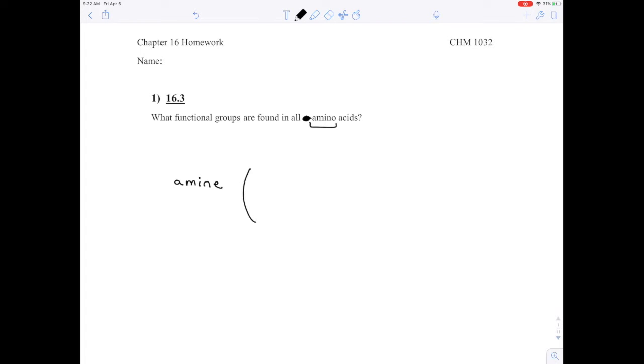Remember, you have an amine when you have a nitrogen bonded to, having three single bonds around it. So if you had that, you were an amine. Amino acids all have amines. The acid part is referring to a carboxylic acid. So you have amines and you have carboxylic acid.